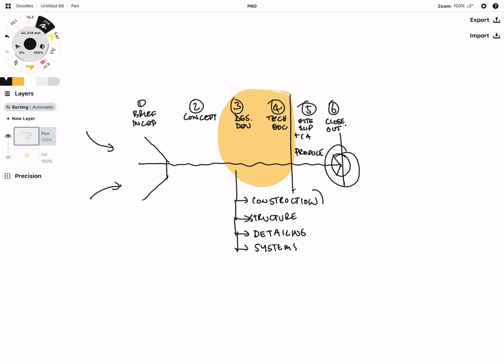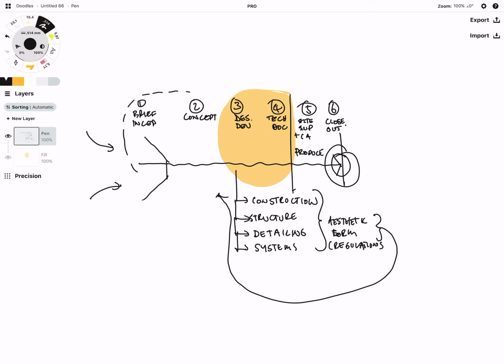But all of these things have an impact on the overall aesthetic and the form, of course, as well. There's an impact on the regulations. And this aesthetic and form is established over here in this area, which is what the architectural design module is about.